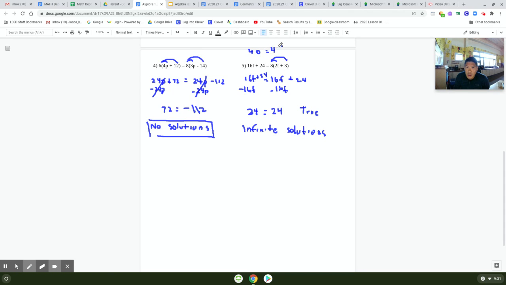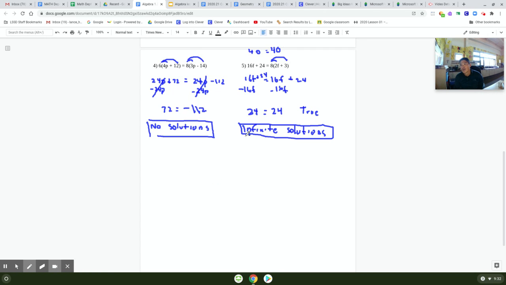So 1 works. If I substitute in 0, I'm trying to pick easy numbers to substitute in, 16 times 0, 0 plus 24 is 24. 2 times 0 is 0, plus 3 is 3, times 8 is 24. 0 works. 0.5 or 1/2 would work. -1 would work. That's why there's an infinite number of solutions, okay? Not just one solution for this equation, okay?